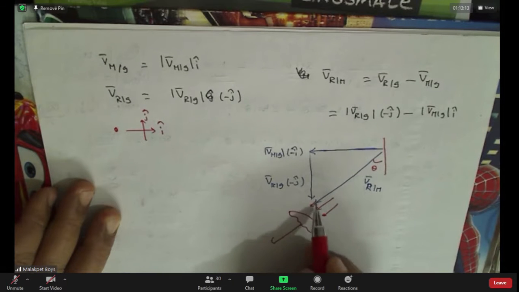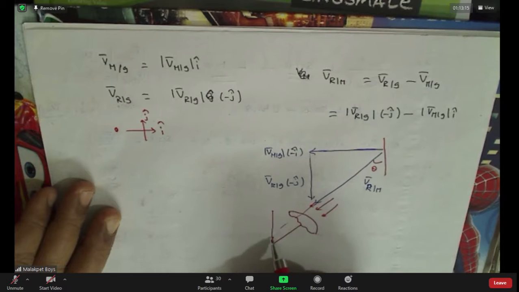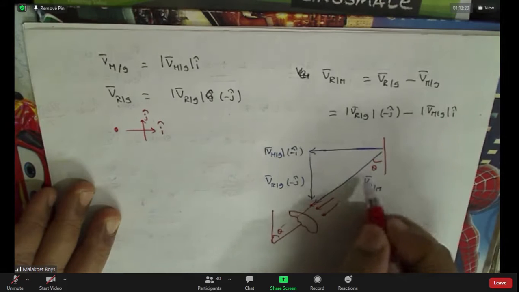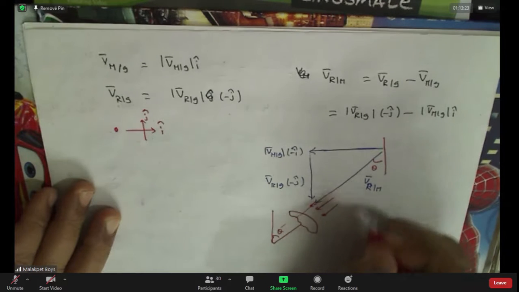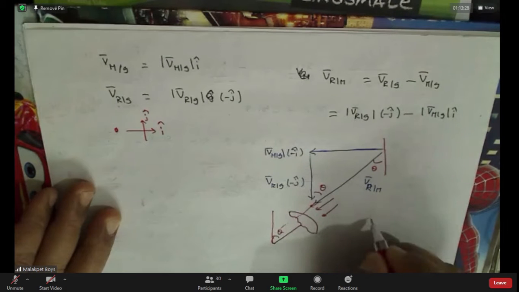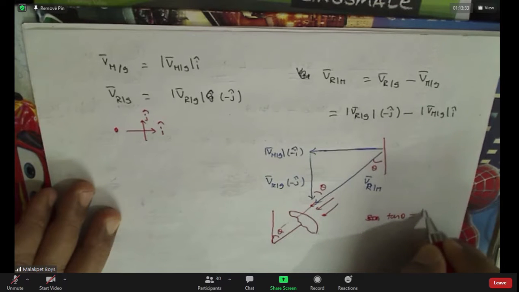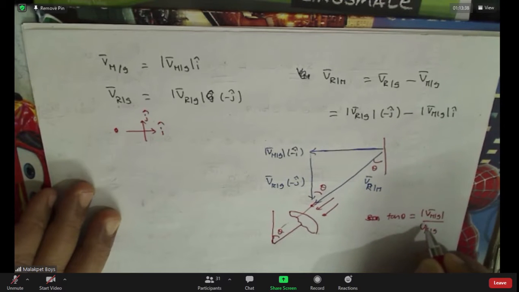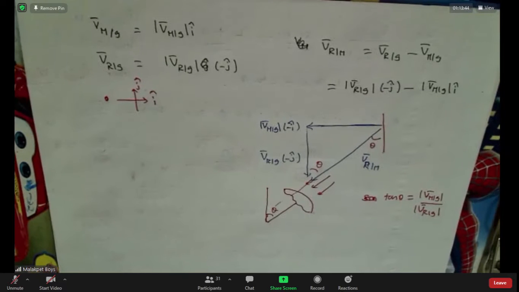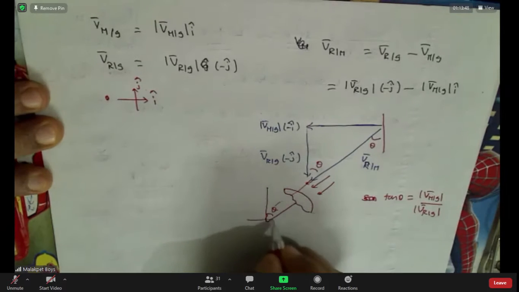Now you can see that if this is theta, this is also theta. These are parallel. So what is tan theta? You can take simply opposite side by adjacent side. That's it. Understood this? Is it clear? Yes, sir.